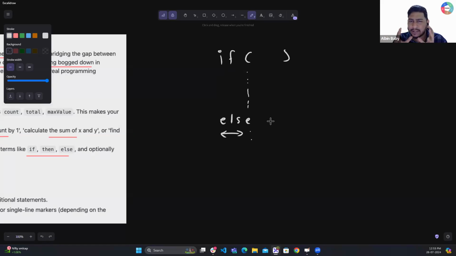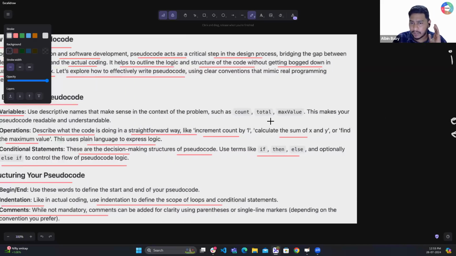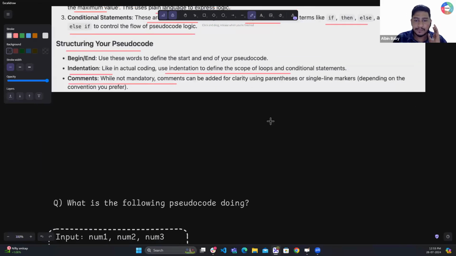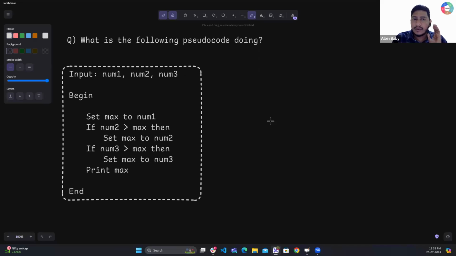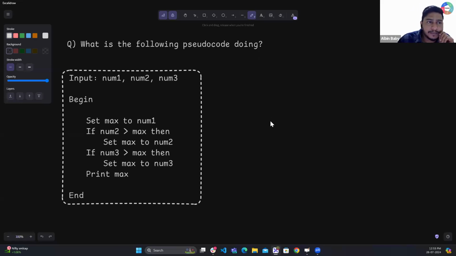Don't worry, pseudocode means you're writing code that can be understood by any programmer writing in any particular language. So it's rough code. We'll take some examples and you'll understand. Okay, can you guys tell me what this following pseudocode is doing?